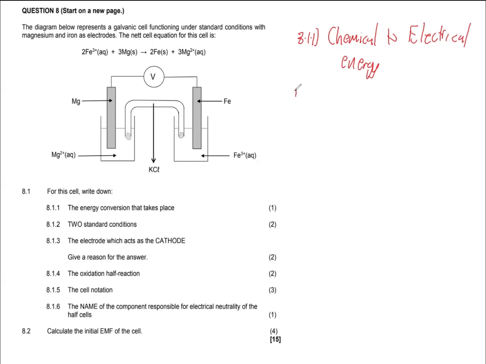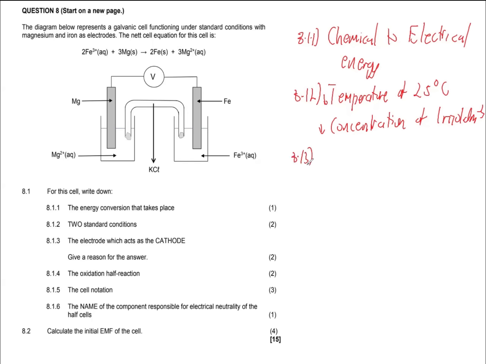And then 8.1.2, they say to state the standard conditions. Now, again, temperature of 25 degrees Celsius, and then concentration of 1 mole per dm cube. And then 8.1.3, the electrode which acts as the cathode, and give a reason for the answer.